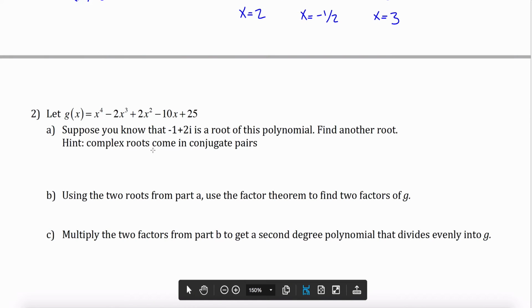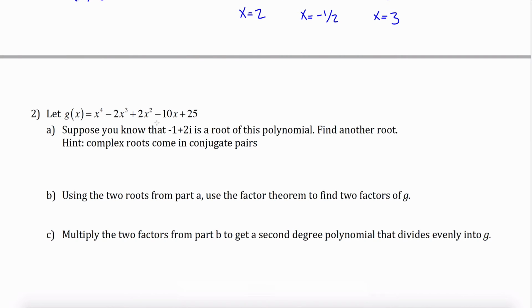Next one. All right, in this one, I am told I have this new polynomial g of x, 4th degree polynomial this time. And I'm told negative 1 plus 2i is a root. Just told that. How do you know that? I don't know. It's just given. Somehow you know that.